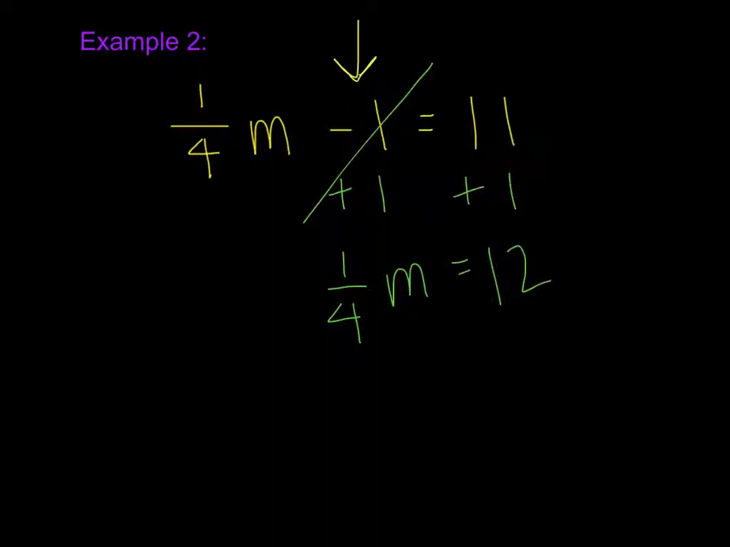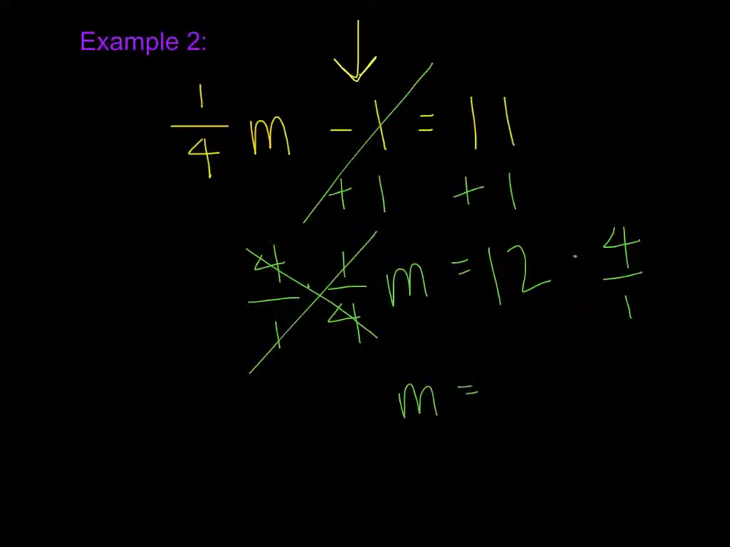The operation being performed on the variable is multiplication. The inverse operation is division, or I can multiply by its reciprocal. I will multiply by 4 over 1 on both sides. That leaves me with m equals 48. Now that my variable is isolated, my solution is 48.